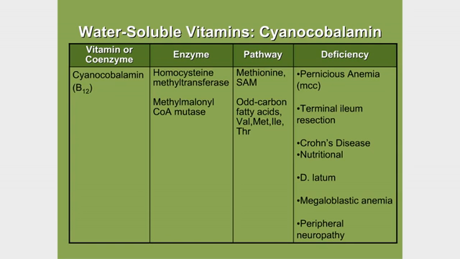Cyanocobalamin, vitamin B12, is the second high-yield vitamin for the National Board exams. In my opinion, folic acid and B12 are comparable in terms of importance for board exams. Cyanocobalamin B12 is used to make the coenzymes called methylcobalamin and deoxyadenylcobalamin.